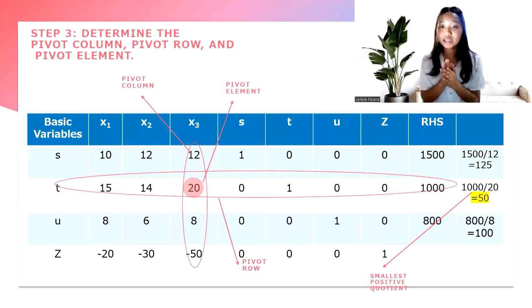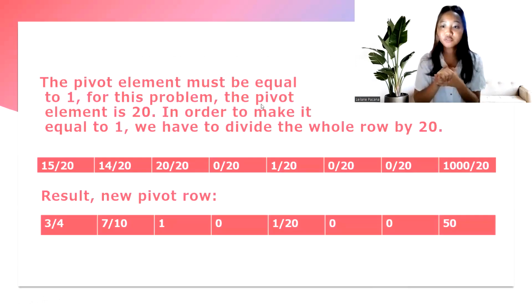So we have to make it equal to 1. How do we do that? To make 20 equal to 1, we have to divide it by itself. But the whole pivot row will be affected by that. So of course, we have to divide the whole row by 20.